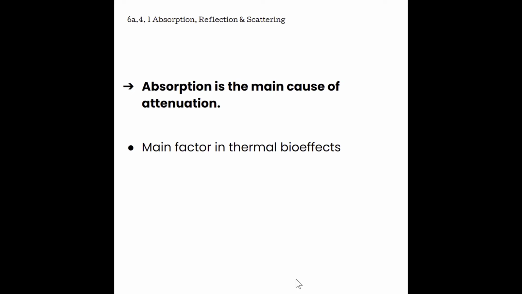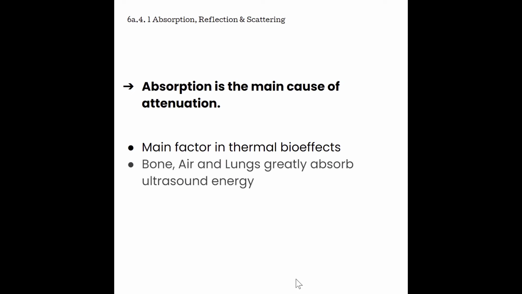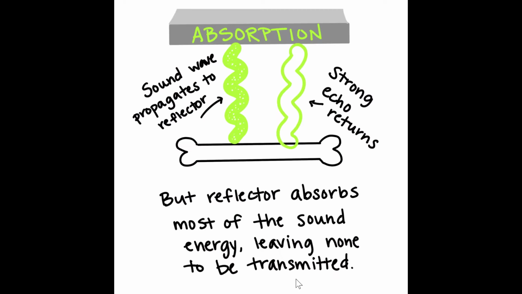Now, there are multiple structures around the body that are more likely to absorb sound. We call these highly attenuating structures because they take up so much of that energy. And we typically see that bone and lung and air are going to be some of our greatest ultrasound energy absorbers. So when a sound wave interacts with a highly attenuating reflector, the transducer sends in that sound wave and it's going to propagate to this reflector.